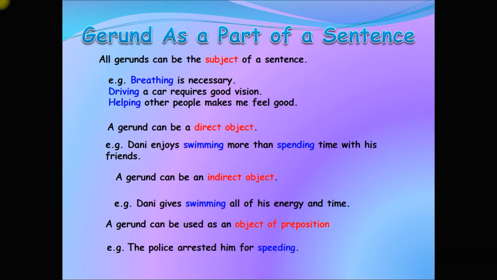So the use of gerund is put after the preposition. Here we have preposition for. Prepositions are like for, about, and then of, with, without. So here are the prepositions. So the police arrested him for speeding. So we need to put gerund here after preposition.